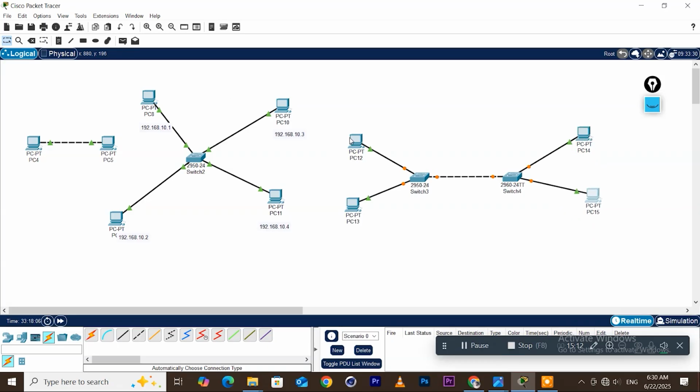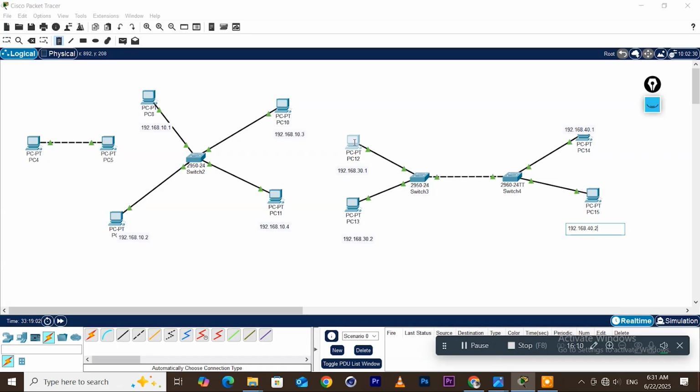So let's give it some IP addresses. Here we have 192.168.30.1, and then here we have 192.168.30.2, and here we have 192.168.40.1, and we have 192.168.40.2. Okay, this is our IP scheme.